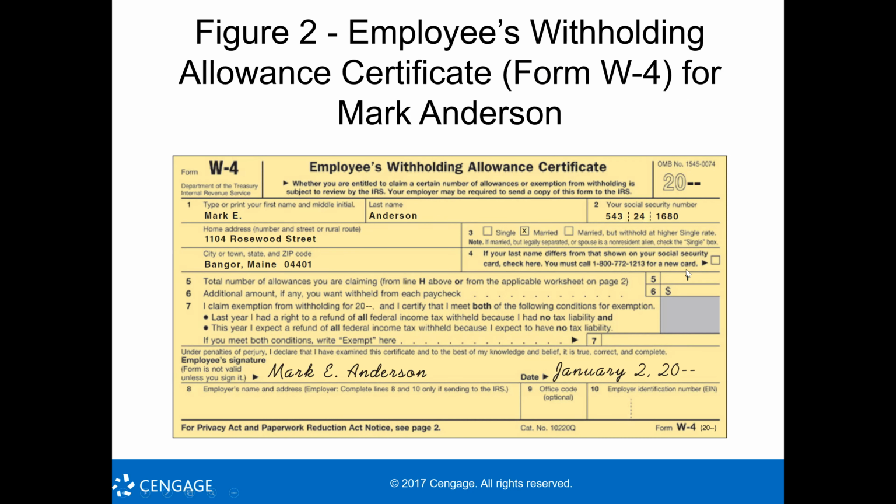Again, in this case, the person's only claiming 1 allowance. I'm all for saving money, so I just always claim 0. If I claim 0, they take the most amount of taxes out, and then I get a bigger refund at the end of the year. It's a little bit like a forced savings account is how I look at it. But some people would rather have less taxes taken out of their check and then get less back at the end of the year. But anyway, you see the example of one of these here.